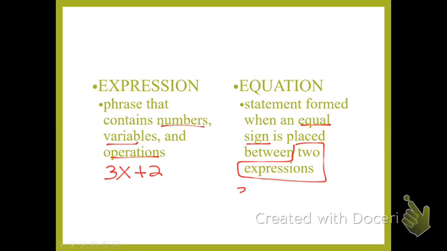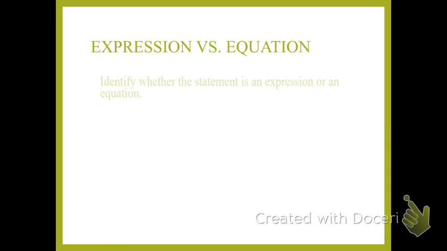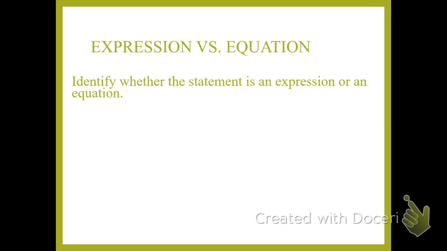So I could still have the 3x plus 2 as one expression, and I could also have, say, 4x minus 1 as another expression. And if I put an equal sign in between them, that makes that an equation. Next, we're going to look at a few examples and say whether they are expressions or equations.